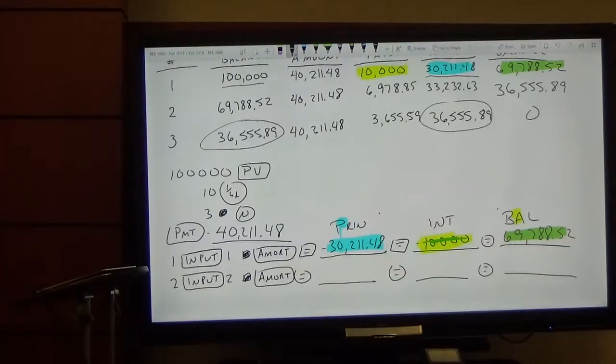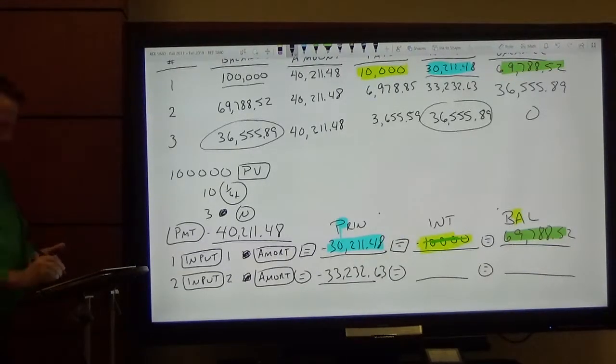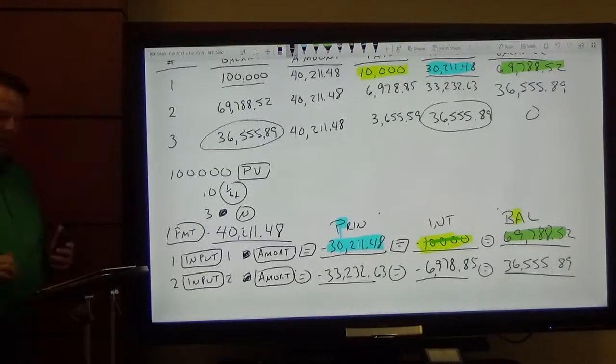Okay, so let's do that real quick. So we get 33,232.63. Okay, once again, matches up above. Interest, 69.78.85, get equal again. Gives us our balance, 36,555.89. All right.